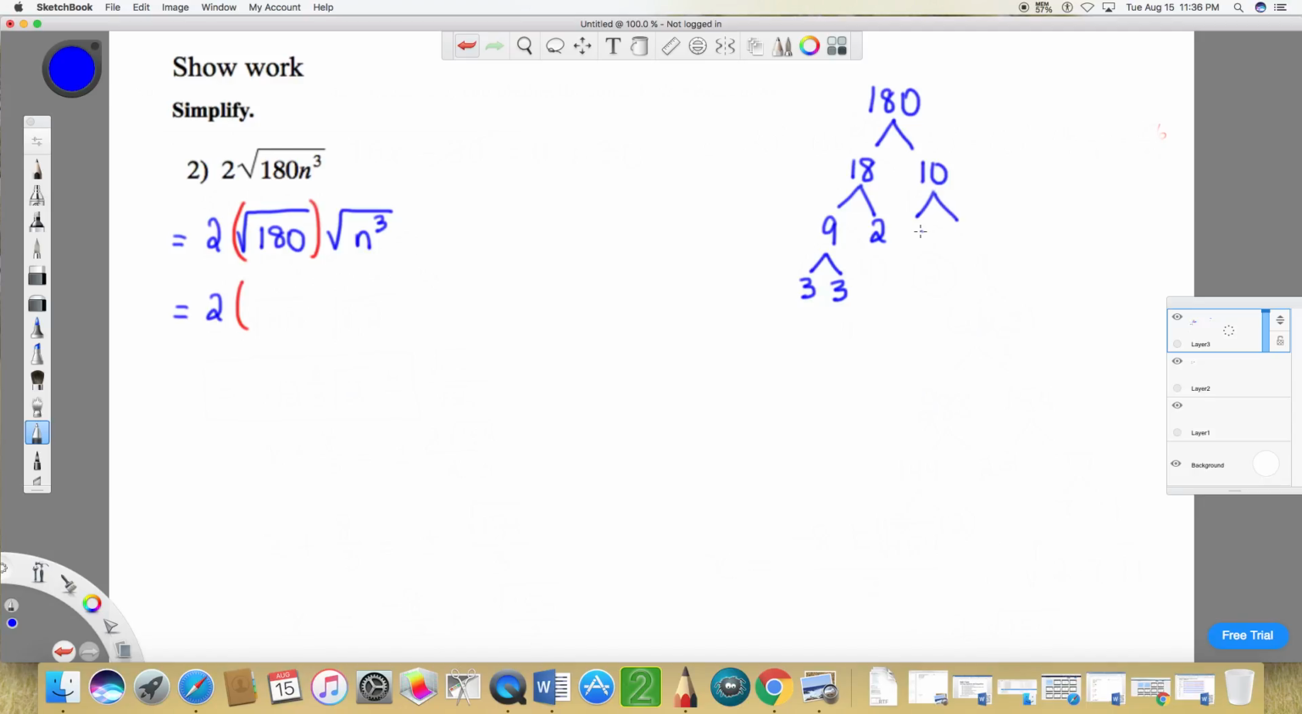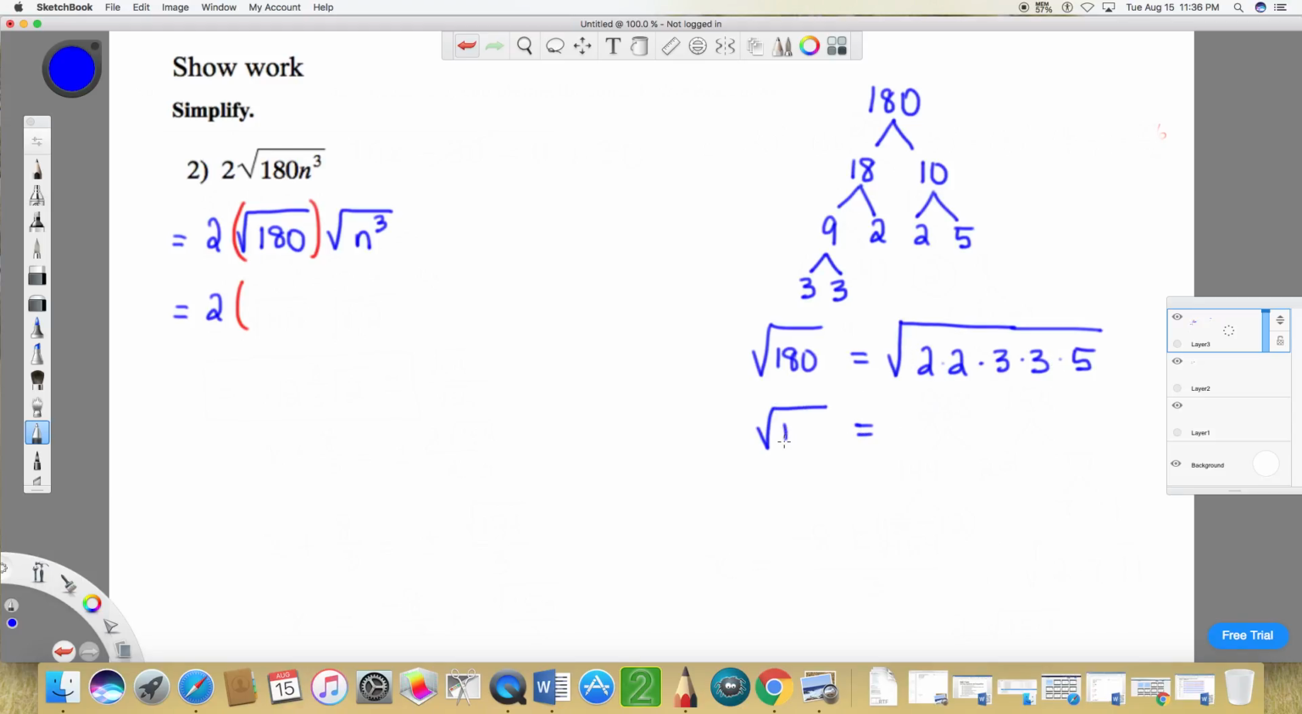Now, with the 10, I know it's 2 times 5, so we also have a pair of 2's here. So what this factor tree is helping us do is to recognize that if we want to take the square root of 180, we can write 180 as 2 times 2 times 3 times 3 times 5. And we have found pairs.